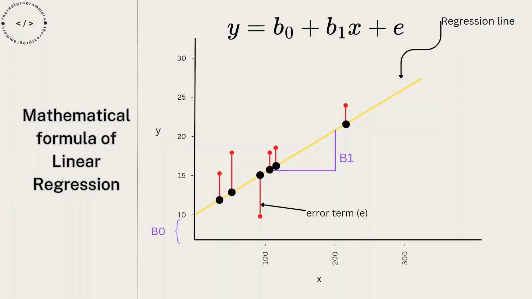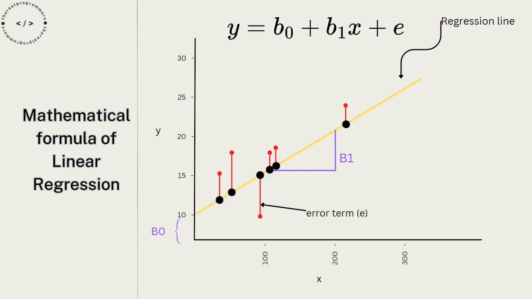The mathematical formula of linear regression can be written as y equal to b0 plus b1x plus e, where b0 and b1 are known as the regression coefficients or parameters. b0 is the intercept of the regression line, that is the predicted value when x is equal to 0. b1 is the slope of the regression line. e is the error term, also known as the residual error. In other words, the part of y that could not be explained by the regression model.